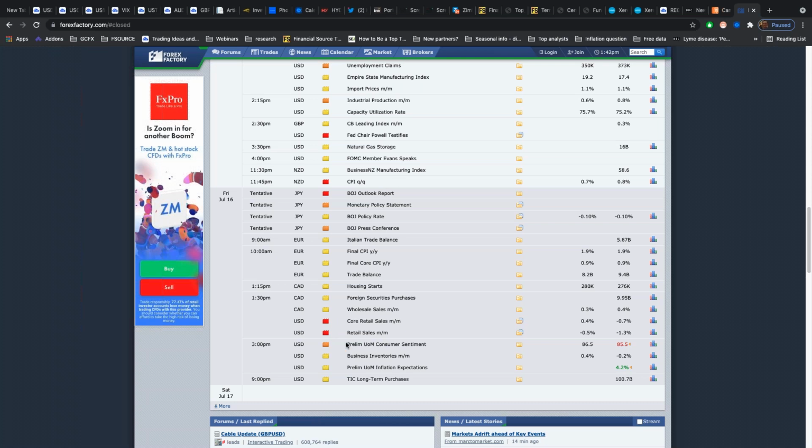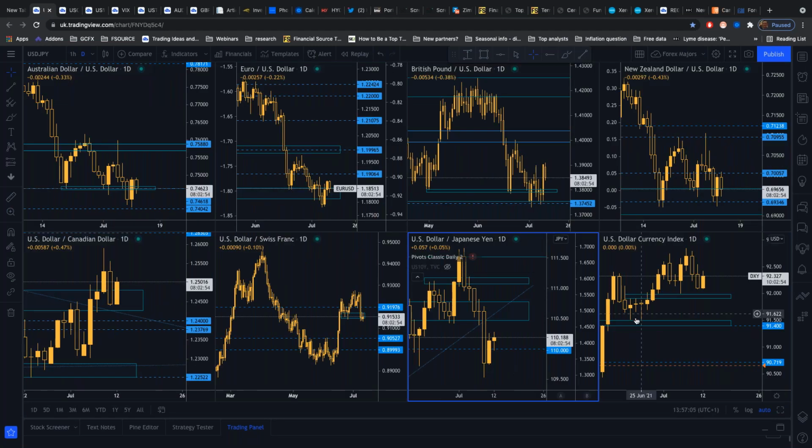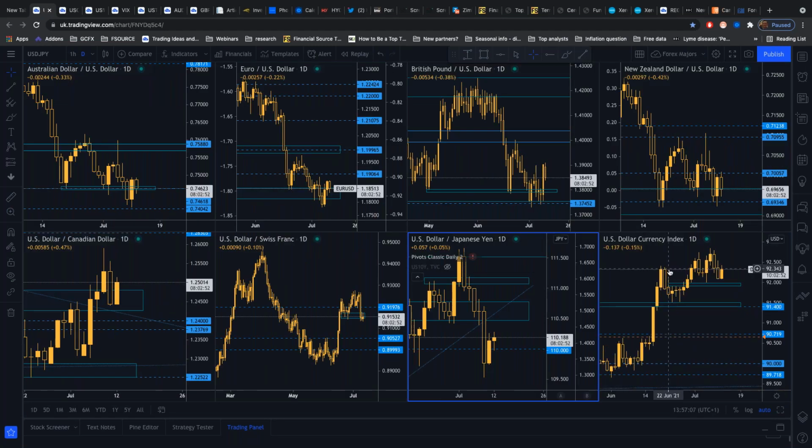And then we have retail sales data in the US. Now remember, for the US dollar, we'll have a quick look at the US dollar. Really what we're looking at here is if interest rates are expected to rise, expect the dollar to rise. If interest rates are expected to fall, expect the US dollar to fall. So that's the big picture that's going on, the battle that's going on with the US dollar.